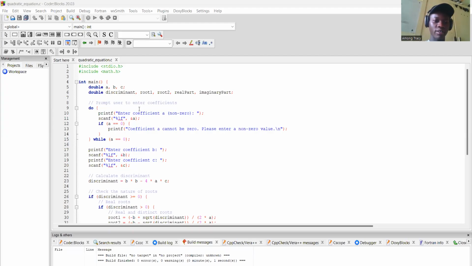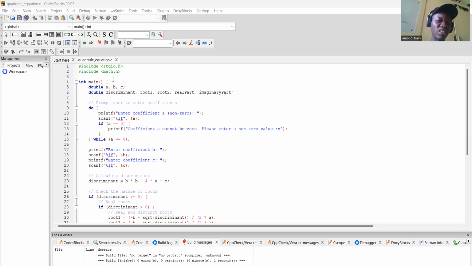So good morning, everyone. Today we're going to learn about the quadratic equation, how to code a quadratic equation in C that will prompt a user to enter the coefficients A, B, C, the format of a quadratic equation. When the user enters A, B, C, they're going to be given roots, either real or complex. Both of them will come depending on the coefficients.